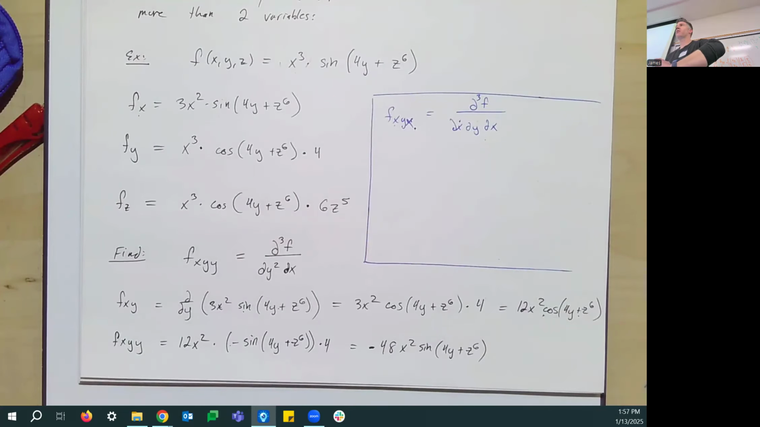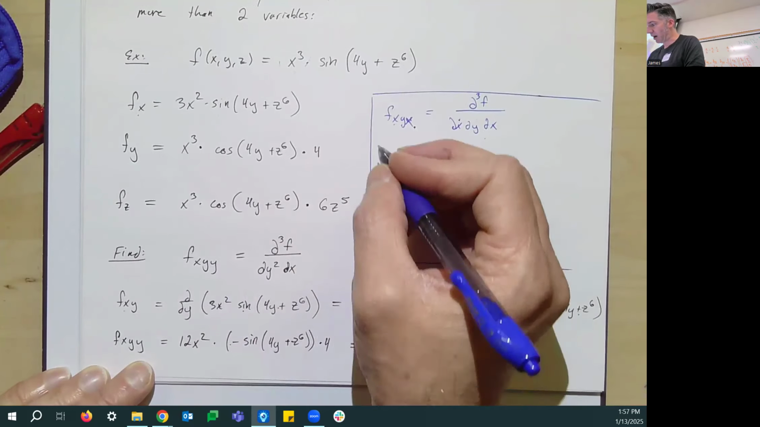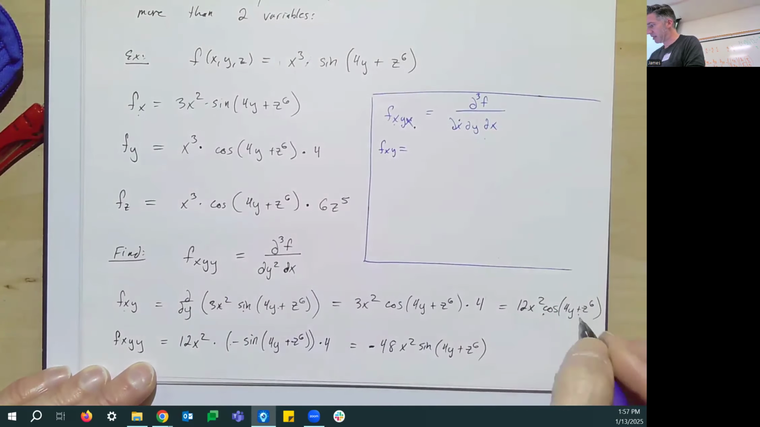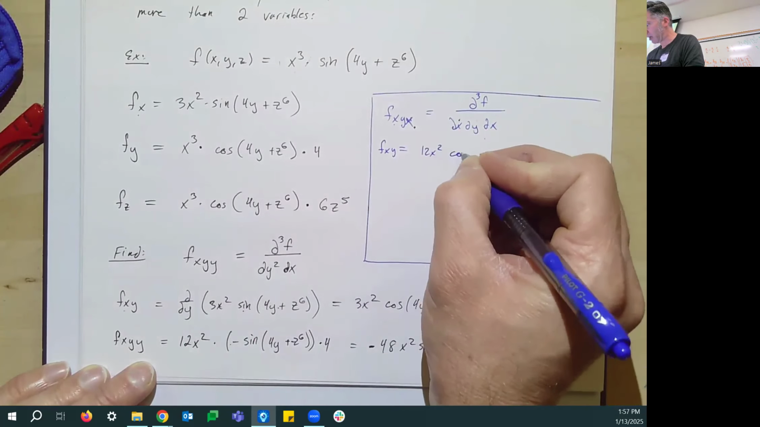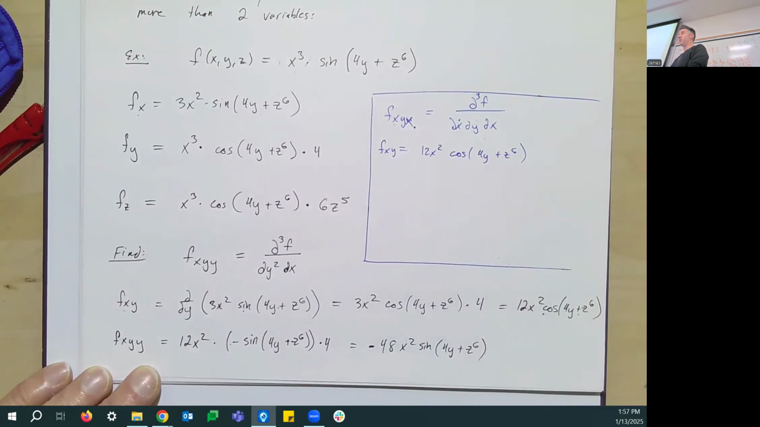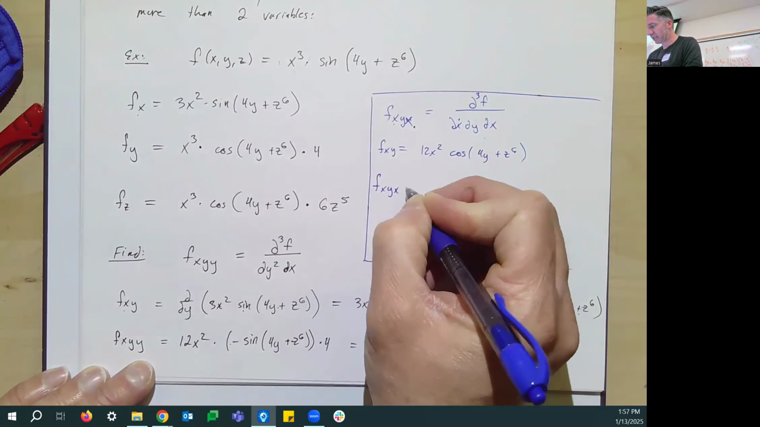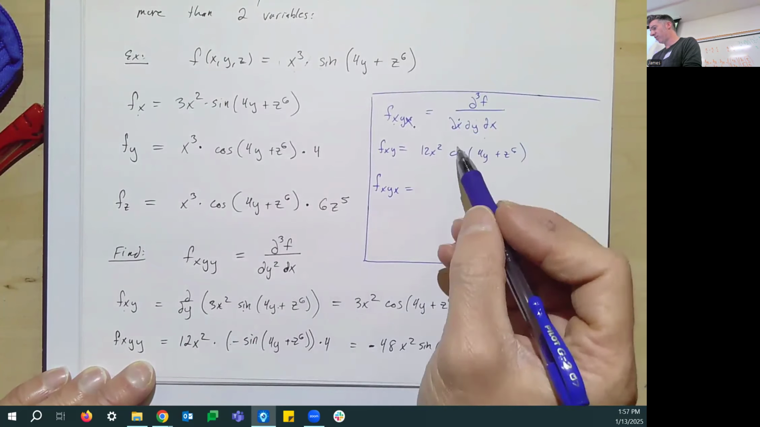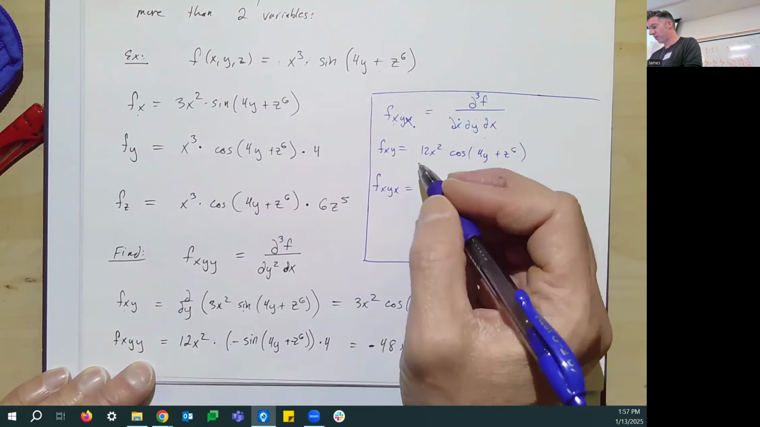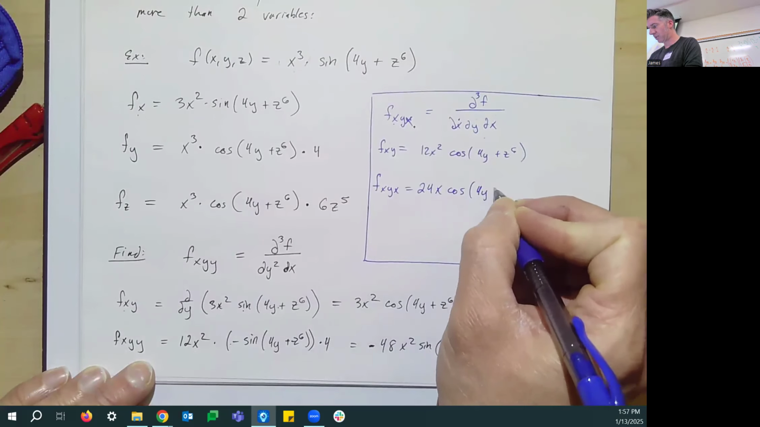Don't do too much work. I've already done two-thirds of the work for this problem. So I already know that f_xy is that. So my f_xy, I'm just going to write it again, is 12x² times cosine of 4y plus z to the 6th. I want to find f_xyx, so I'm going to take the partial with respect to x of that. f_xyx is equal to, well, that's all a constant as far as x is concerned. The derivative of 12x² is 24x. And then the cosine of 4y plus z to the 6th just hangs out.